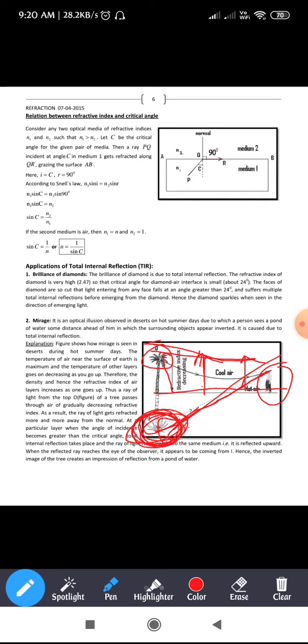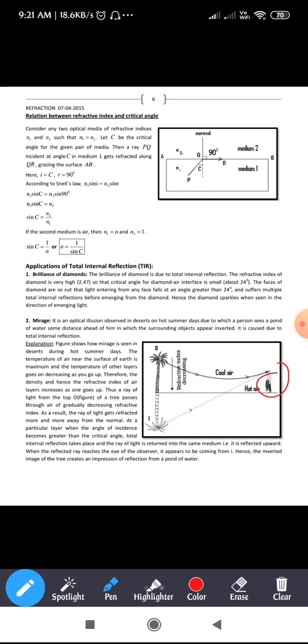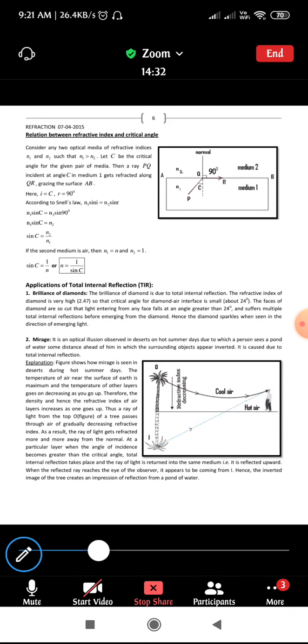As we know, when you see the image of an object in water, it will be inverted, right? So for a person who is standing here, it appears like the ray is coming from this point. Where he sees an inverted object, he considers that there should be water present at this surface, at this point. So this is regarding the formation of the mirage.